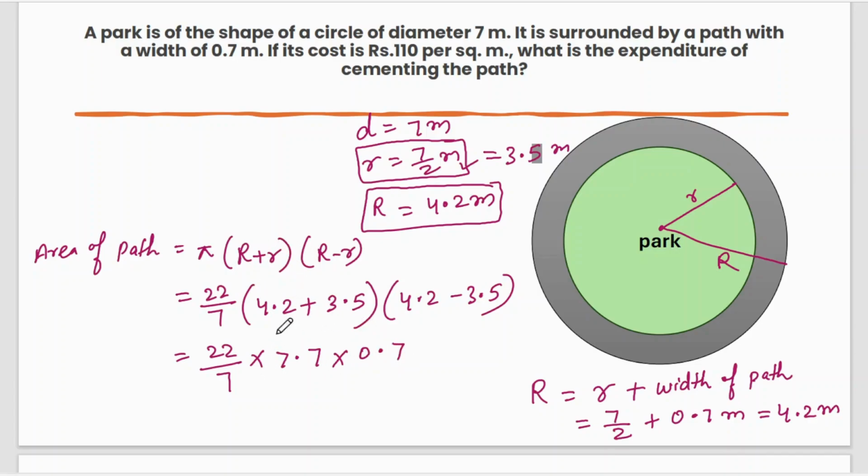Okay. For the convenience of calculation, we can take the fractions, because 7.7 can be written as 77 by 10 and 0.7 can be written as 7 by 10. So I've taken this. Now you can easily cancel out this 7 and 7. Now just multiply 22 into 77 and divide it by 100. So what are you going to get now?